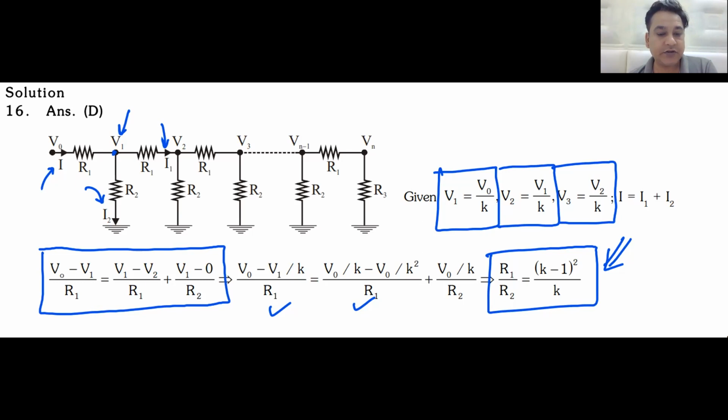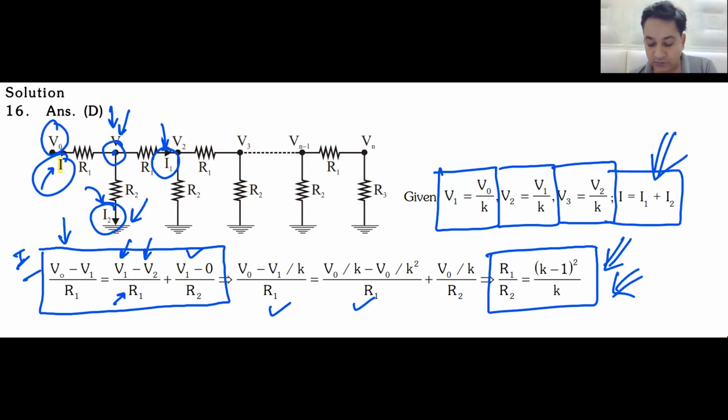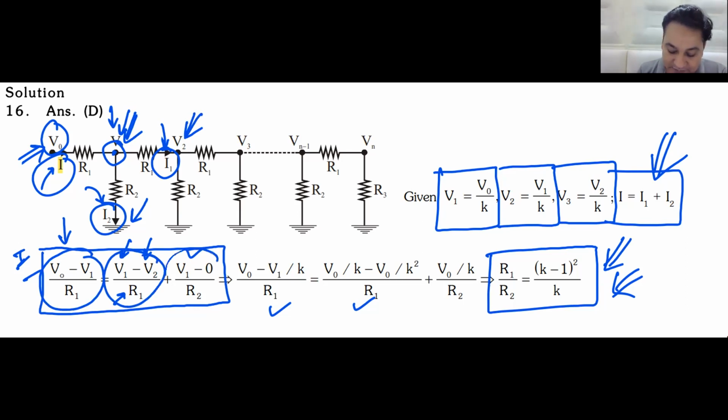Will you be able to solve? Oops, sorry. You were not able to see the screen. Sorry. Now you can see the screen? So this is your V0, this is your V1, and this is your V2. This is your current I, this is your current I1, and this is your current I2. Got this point, beta? I did not know that you were not able to see the screen, so I'm sorry for that. Do you get it now, beta?